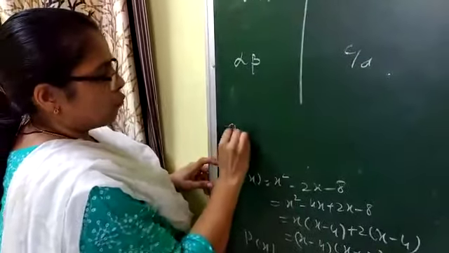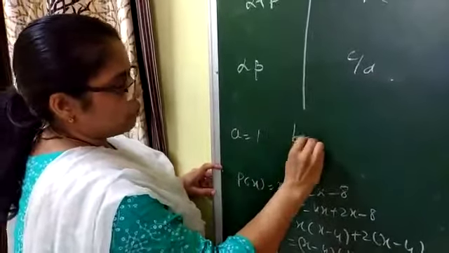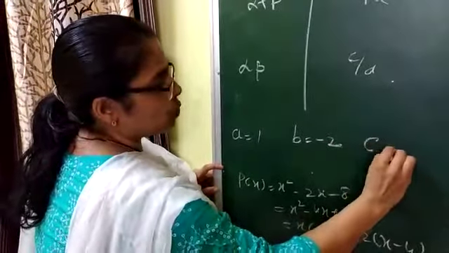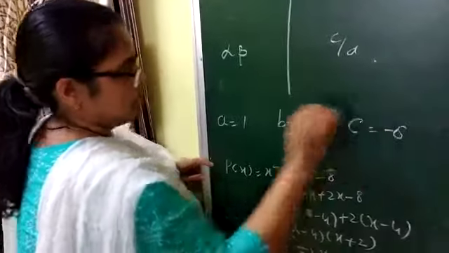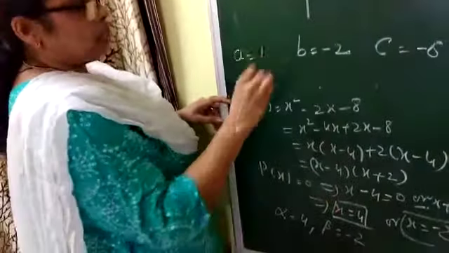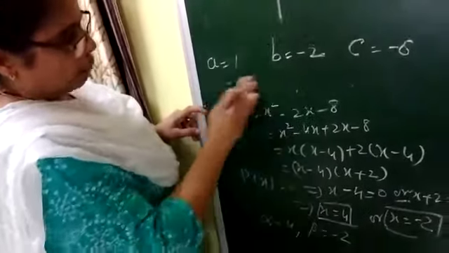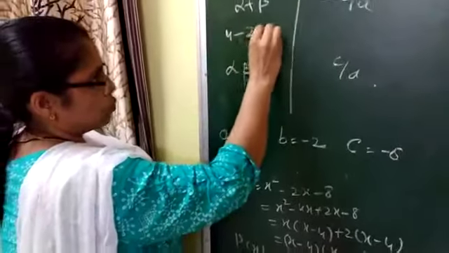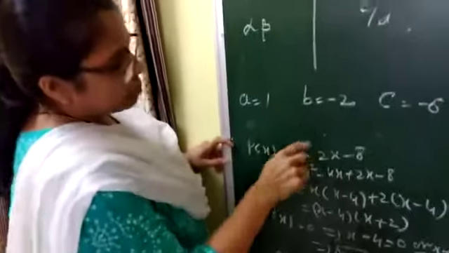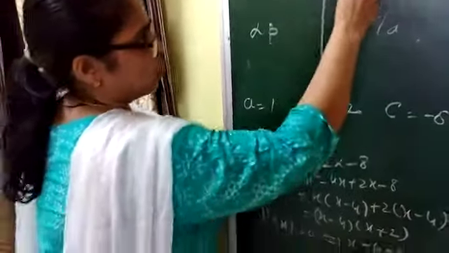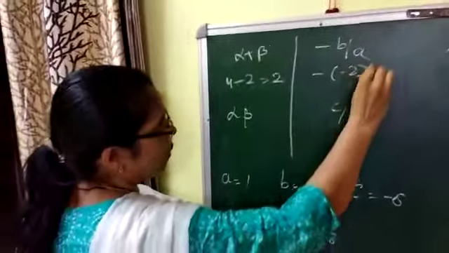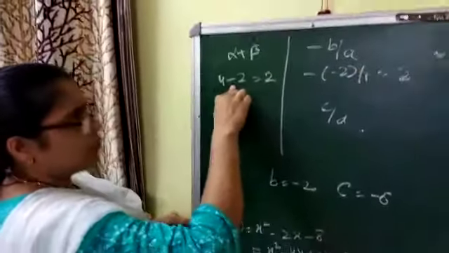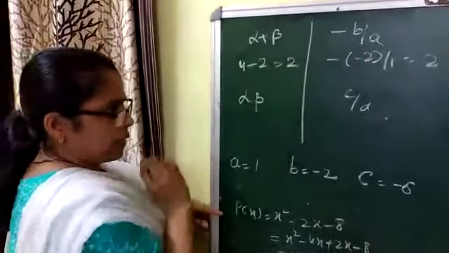A is the coefficient of x square, that is 1. B is the coefficient of x, that is minus 2. C is the constant, that is minus 8. Now alpha plus beta. Alpha is 4, I have written here, and beta equal to minus 2. Alpha plus beta is 4 minus 2, that is equal to 2. Minus b by a. B is minus 2. Minus of minus 2 by 1, that is 2. Both are coming same. In this way we can prove sum is equal to minus b by a.